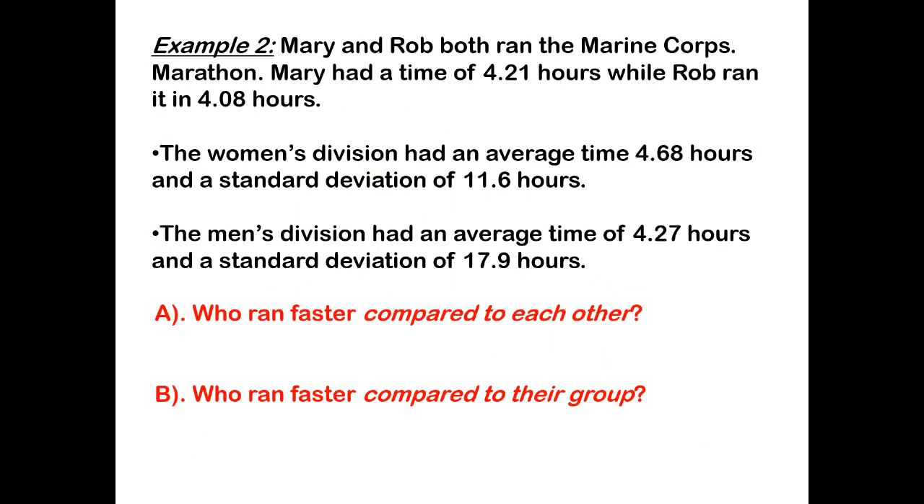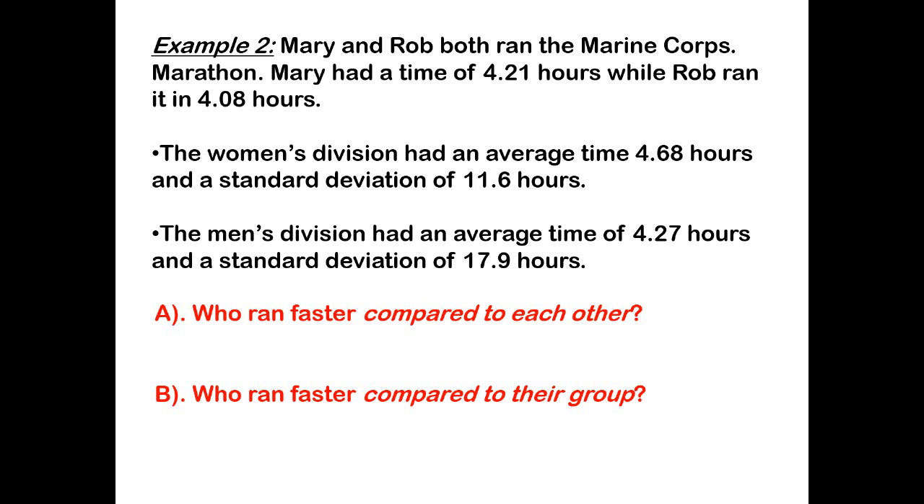Okay. Let's take a look at another example. Mary and Rob both ran the Marine Corps Marathon. Mary had a time of 4.21 hours, while Rob ran it in 4.08. The women's division had an average time of 4.68 hours and a standard deviation of 11.6 hours. The men's division had an average time of 4.27 hours with a standard deviation of 17.9 hours.